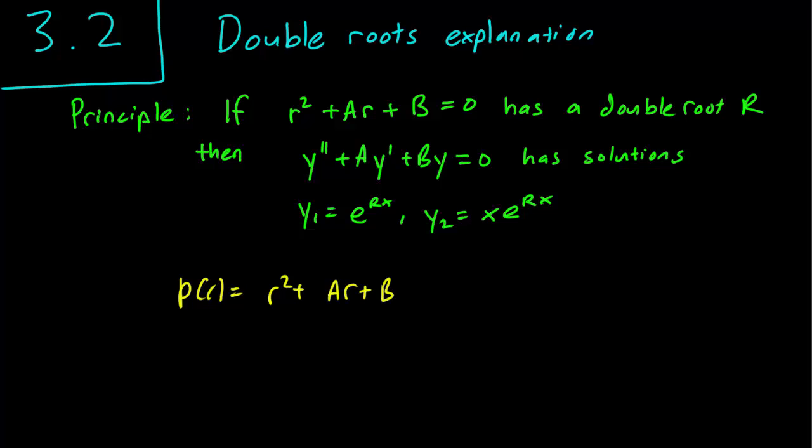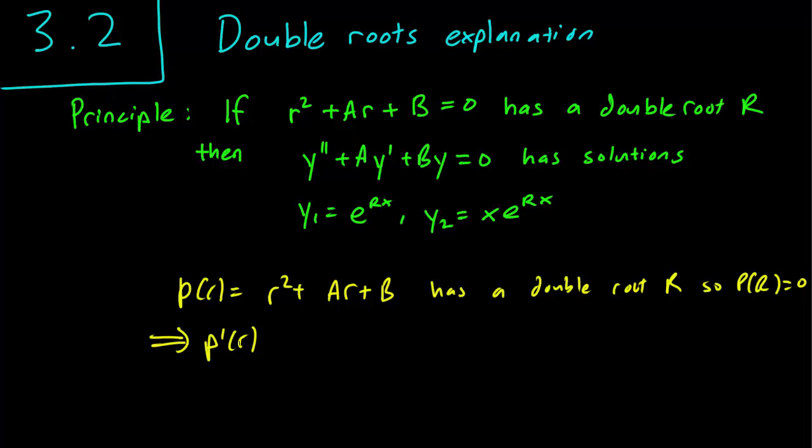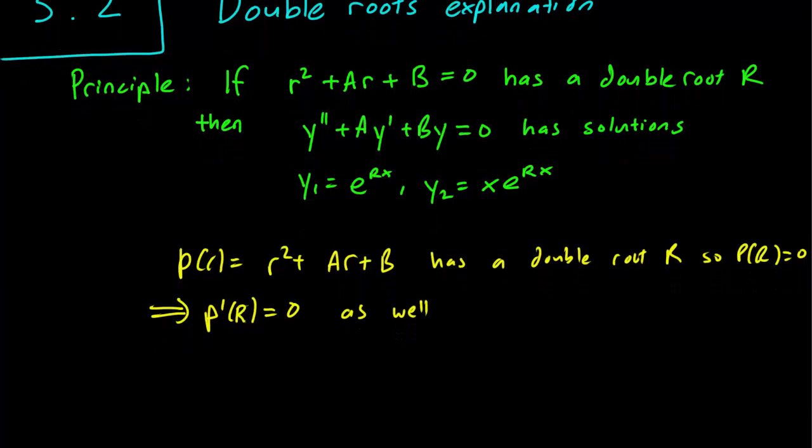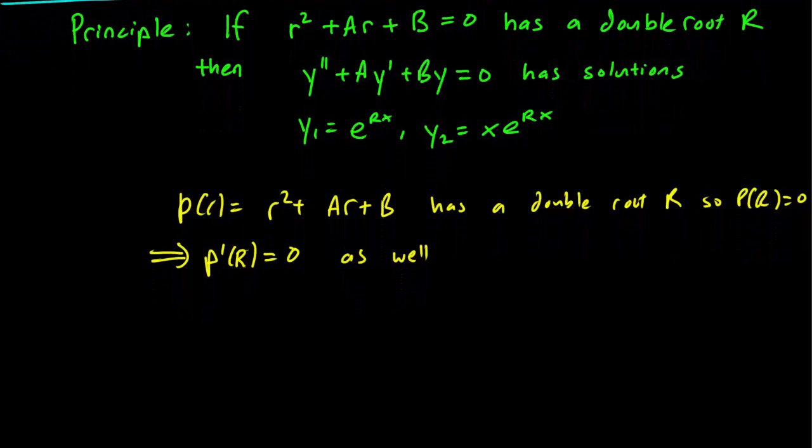When this polynomial has a double root, we have P(r) equals 0. This implies that the derivative of the polynomial also has a root r. So this is the fact where this comes from. There are two ways to look at it. There's one way to look at it geometrically, and there's another way to look at it algebraically. Let me explain the geometric explanation first.